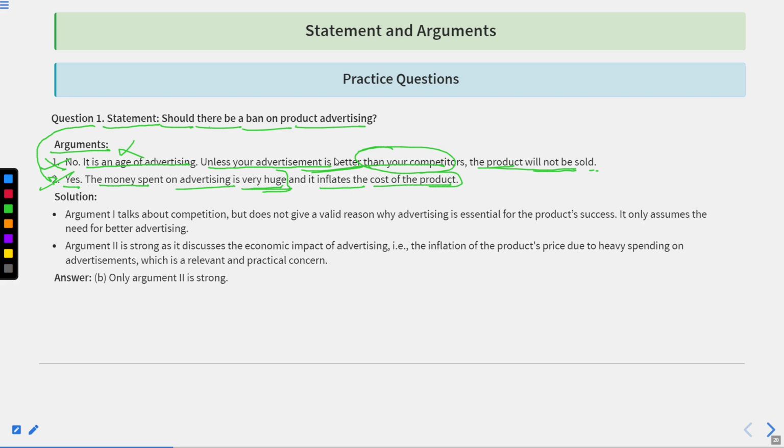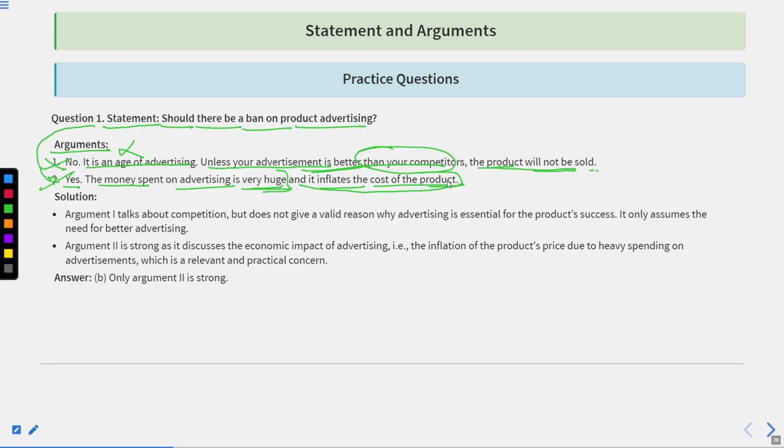But now, see the logical inference that it is following. It is saying that it inflates the cost of the product. It is very true that whatever you are getting for maybe 10 rupees, 15 rupees, instead of 10 you get it for 15, or instead of 15 you get it for 20 because of the advertisements. The company manufacturing the products, when they are investing a huge amount for advertisement, obviously from whom are they going to get that amount back? It is the customers only.